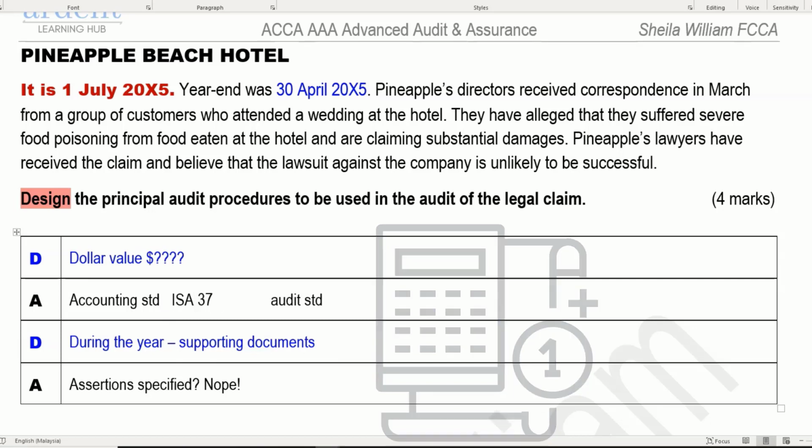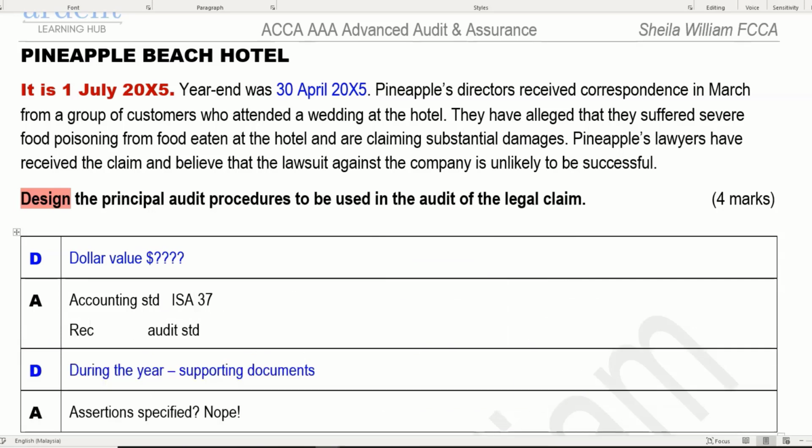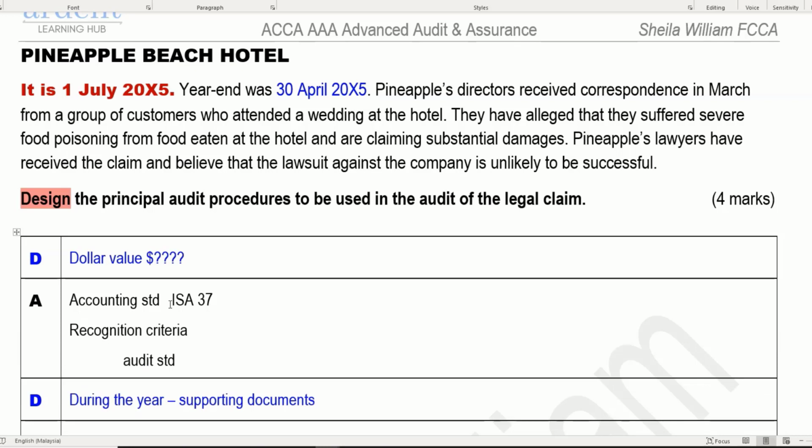So let's just think this through. In IAS 37, we need to consider whether the recognition criteria has actually been met. How do you know whether the recognition criteria has been met? What are the things that you're thinking about? One of the things that we'll be thinking about is whether there's an obligation. Does the hotel have an obligation? It looks like there were some customers who were harmed. And if the customers were harmed, it's only right and proper that the hotel takes responsibility for that. The question says that there's been severe food poisoning.